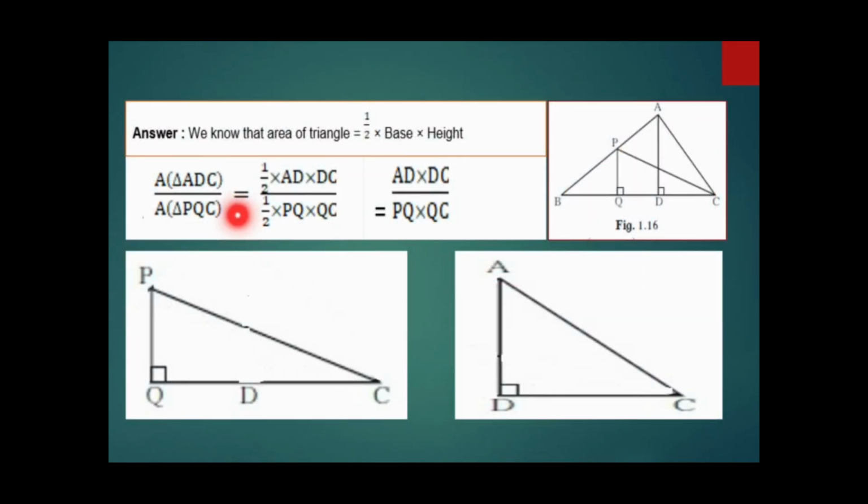Now see the last example. We have to find the ratio of area of triangle ADC upon area of triangle PQC. So here triangle ADC and this is triangle PQC. So here we have seen that both base and height are not same.